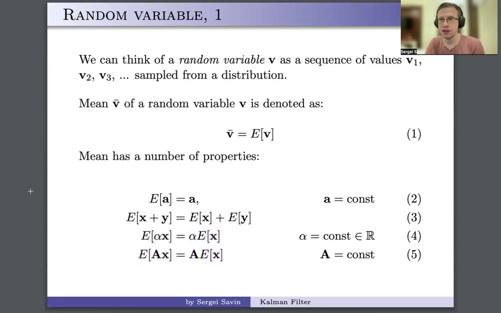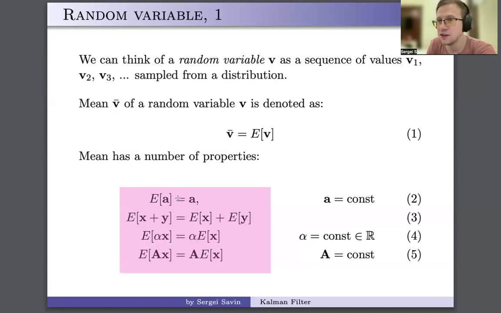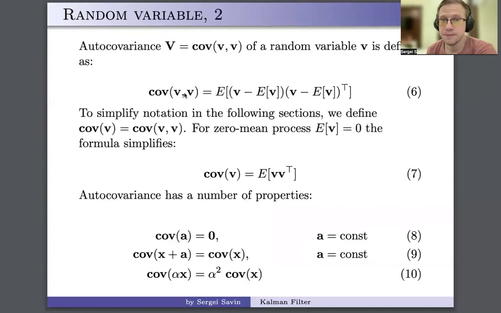For those of you who remember linear algebra pretty well, you may recognize these as linearity properties. It feels like this mean function is linear, right? So that is a good sign. We like linear functions. Okay, all right. So those are random variables and mean.